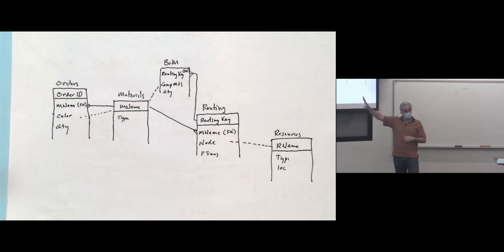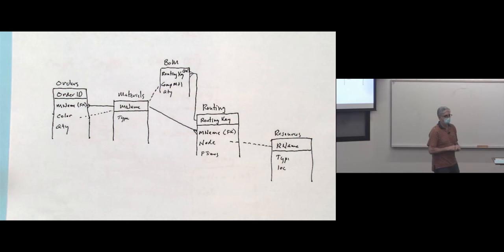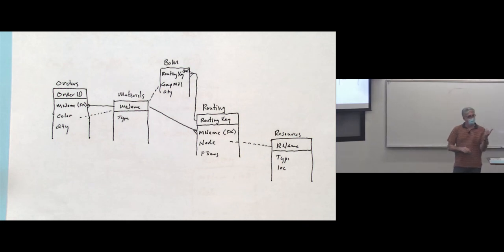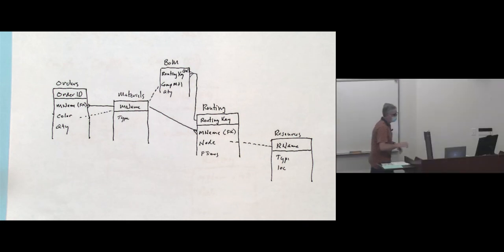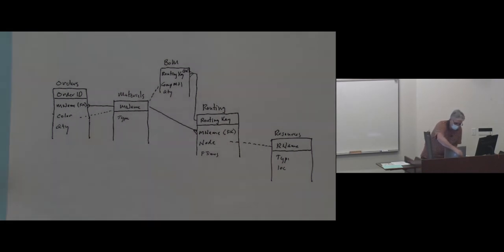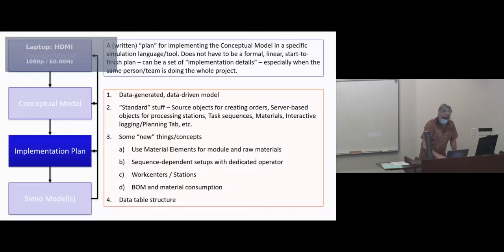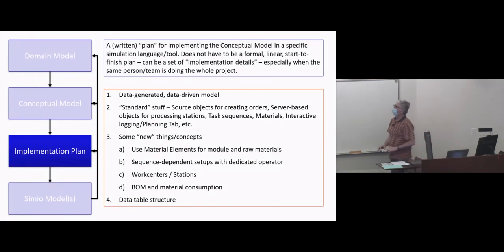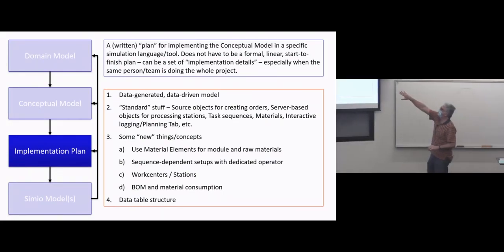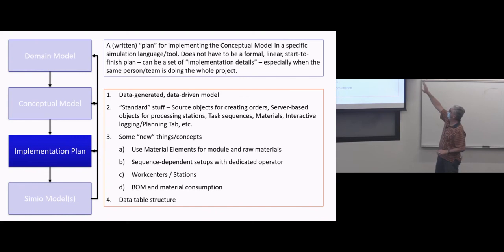Okay, now at this point, this is where I would say, okay, let's look at implementing some of this. I know how to do all of the standard stuff. Right, go back to my list here. I know how to do number 2, all my standard stuff, source objects, creating, server-based object, blah, blah, blah, auto-create. I know how to do all that, right, because I've done it 100 times.